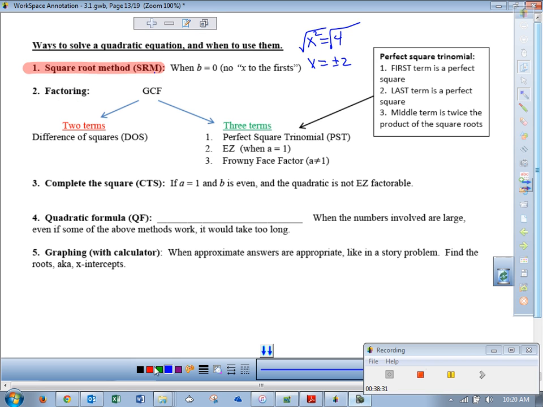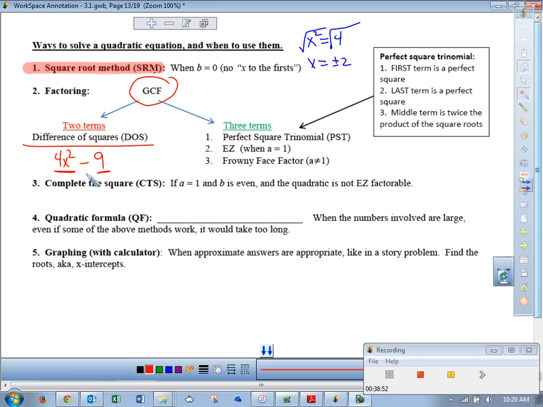Second thing to look for is if you could factor it. I made a little tree for you. If there are 2 terms, the only way, I shouldn't say the only way, the most popular way to factor something that has 2 terms is a difference of squares. For example, isn't that a perfect square? 4x squared. Isn't this a perfect square? Correct? And they are being subtracted.